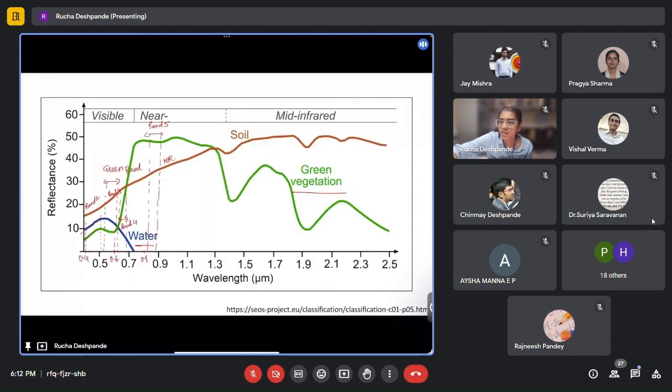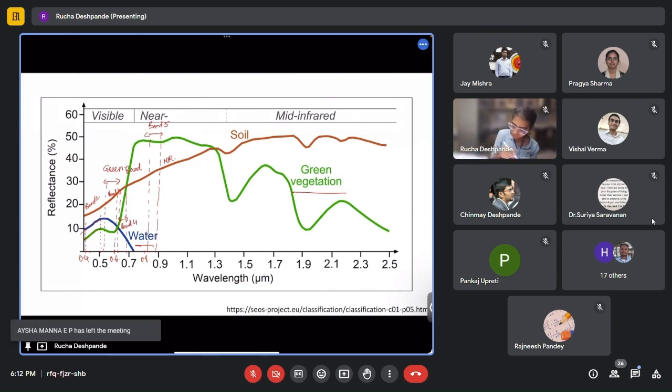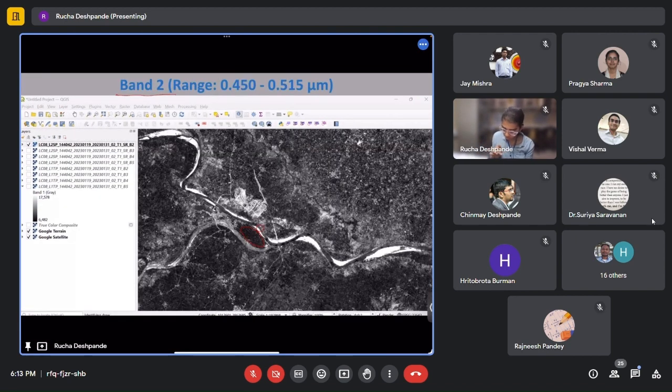What about soil in band 5? Yeah, so soil also shows high reflectance in band 5, as compared to other bands. So soil will also show high reflectance, but the vegetation will stand out compared to the soil as well.